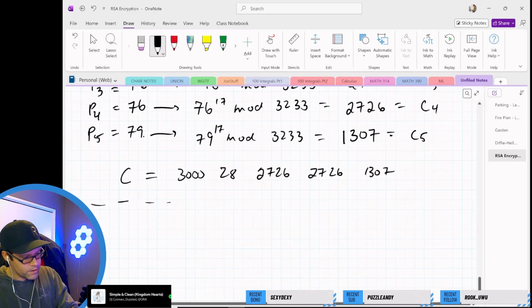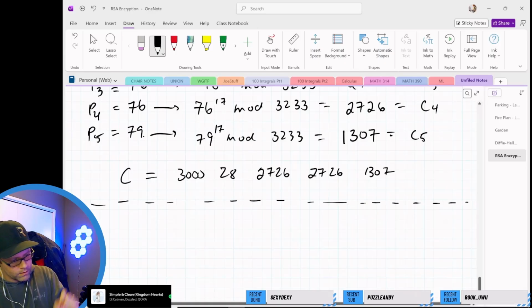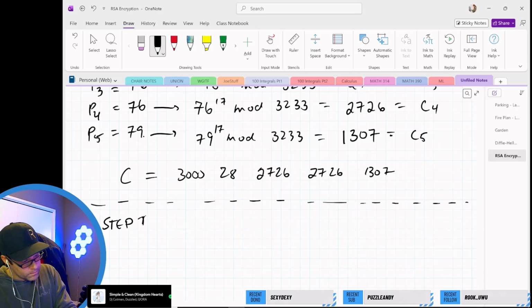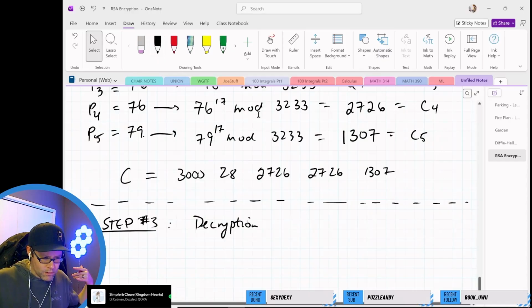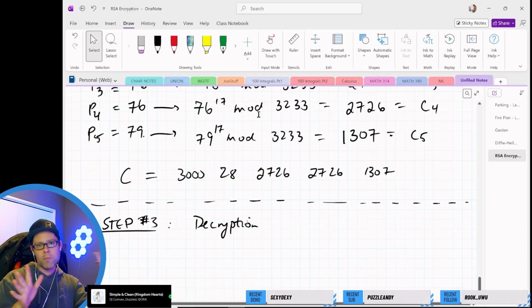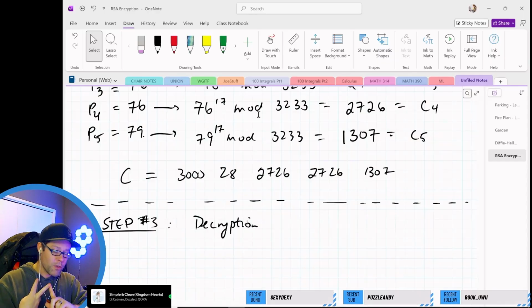And that's all there is to the encryption step. So let's talk about step 3, which is the step where the magic happens. That's the decryption step. All that encryption happened with only the public key, so only the number 17 and our 3233.